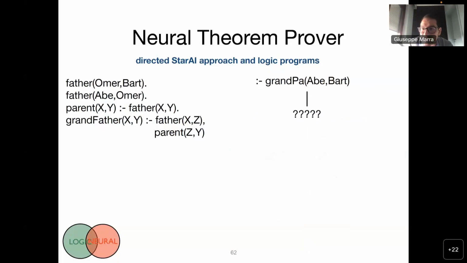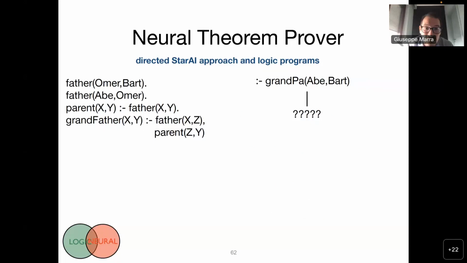So what will happen if we have a query like Grandpa, Abe, Bart? Now, as a human would say, look, Grandpa is just a synonym of grandfather. You can use the rule, but of course, this will never be possible for a logical system. And this is actually very common. For example, when you start bridging a lot of knowledge graphs that come from different domains with different ontologies, it's something that happens very, very often.